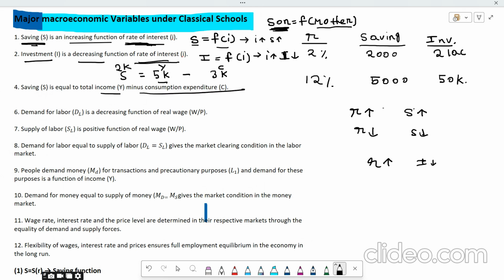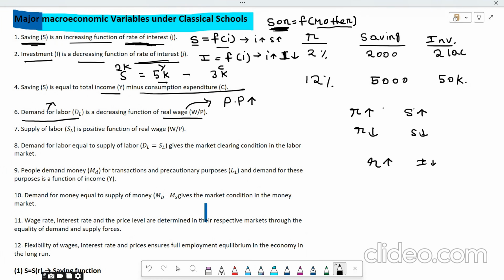Demand for labor is a decreasing function of the real wage. I have discussed the real wage in the previous section. If you don't get the idea of real wage, please watch the previous video in the playlist. Real wage means purchasing power, purchasing capacity. Let me clarify: demand for labor is basically done by the producers.